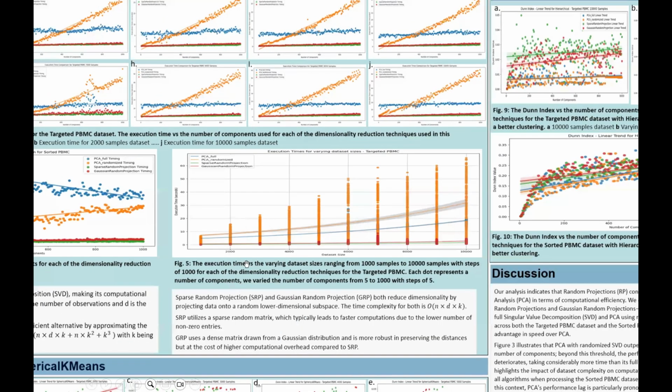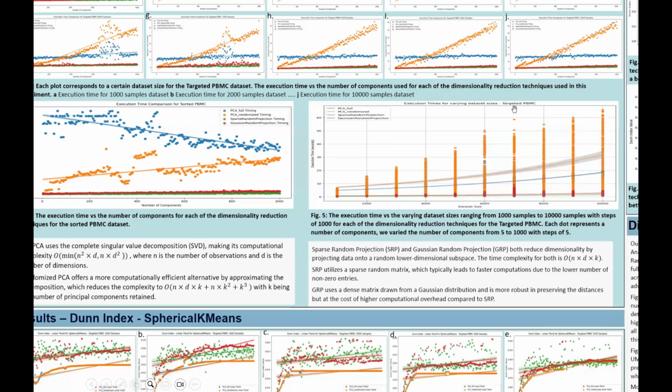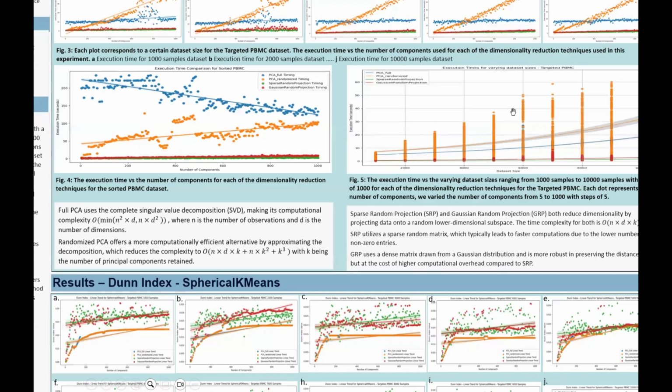And for this one, we're showing the execution time versus a varying dataset size. So on the x-axis, we have the dataset size ranging from 1,000 all the way to 10,000. And we have the execution time in seconds. And we can see here that the randomized version of PCA tends to do much worse as you increase both the dataset size and also the number of components. And that's not a surprise in terms of time complexity.